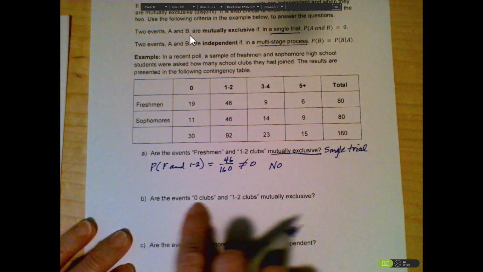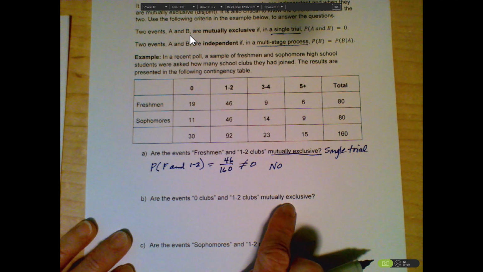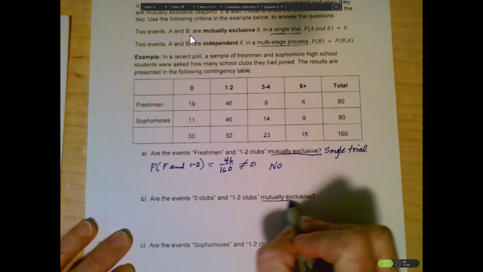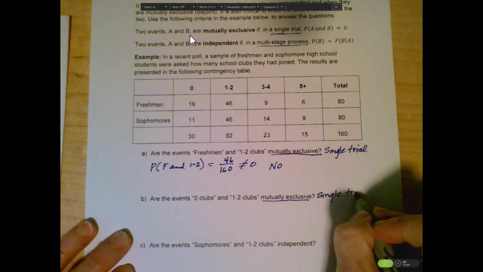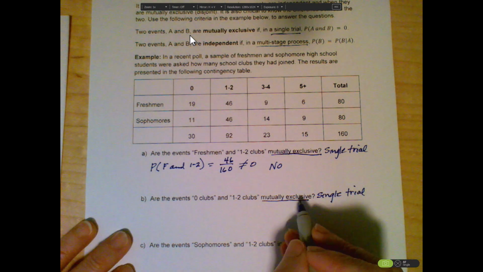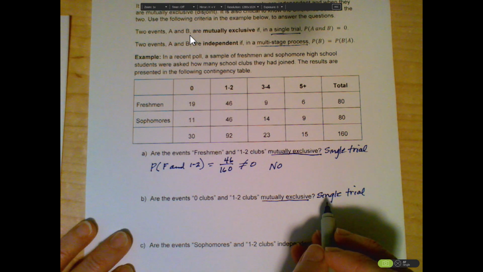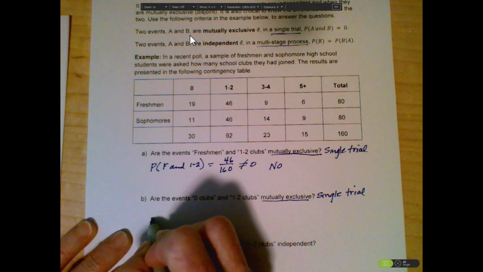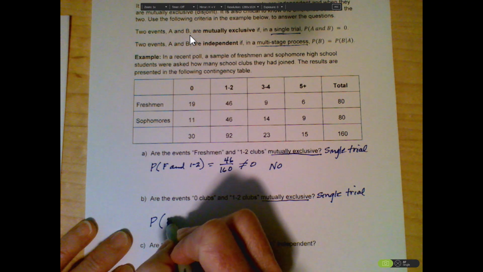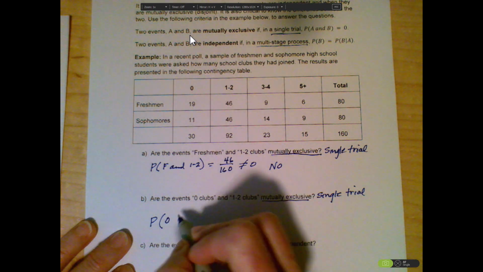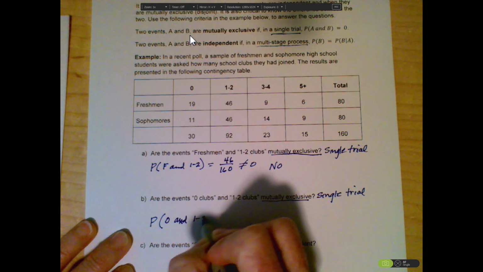Okay, are the events 0 clubs and 1 to 2 clubs mutually exclusive? Again, if they're asking about this, it has to be a single trial because that's the only time mutually exclusive or disjoint applies. So what's the probability that if you select one student, they joined 0 clubs and they joined 1 to 2 clubs?